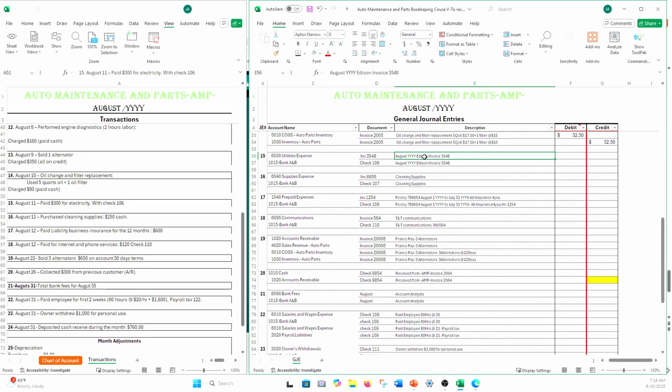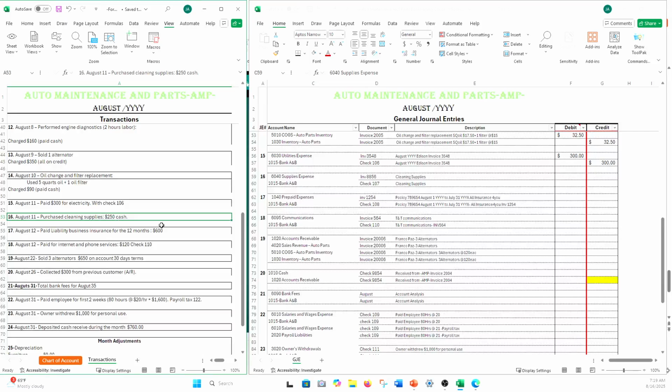So we say that this utility is for the month of August, and we pay $300. So it's an expense, $300, and we pay using a checking account, $300. So let's move to number 16.